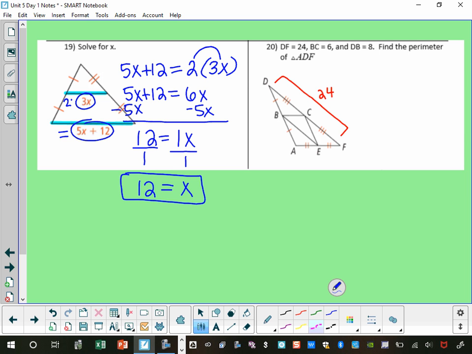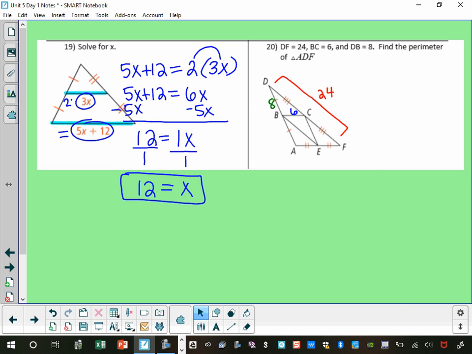What is BC? 6. BC is 6. Write 6 right there. What about DB? 8. They're asking us for the perimeter. The perimeter means that we need all sides of the outside triangle. Okay? Right now, I just have one of my outside sides. I still need DA and I need AF.